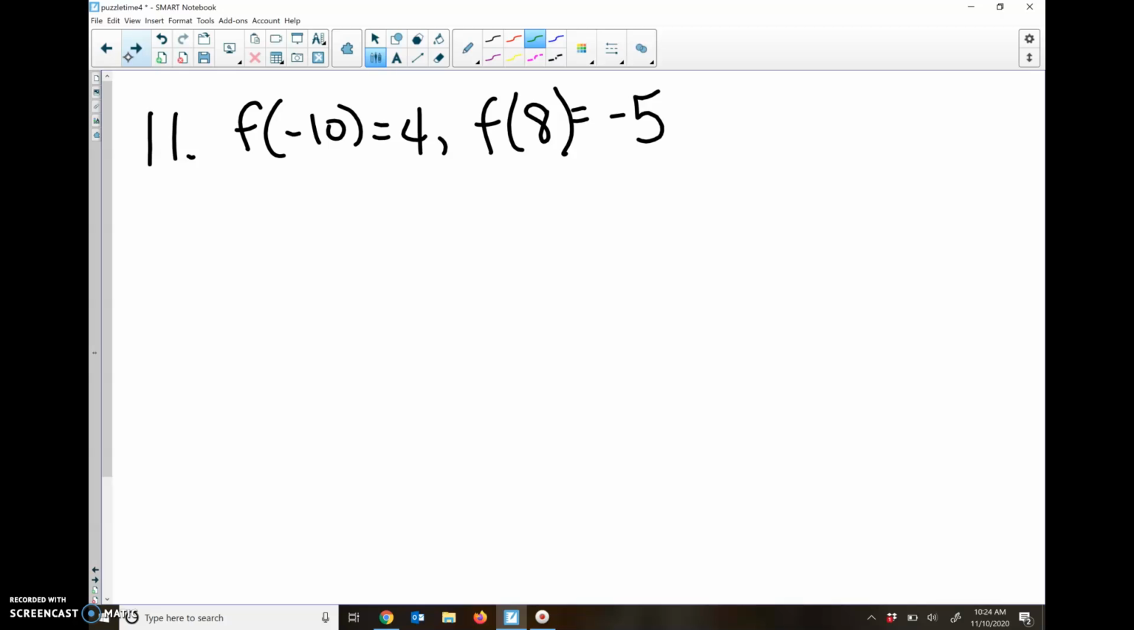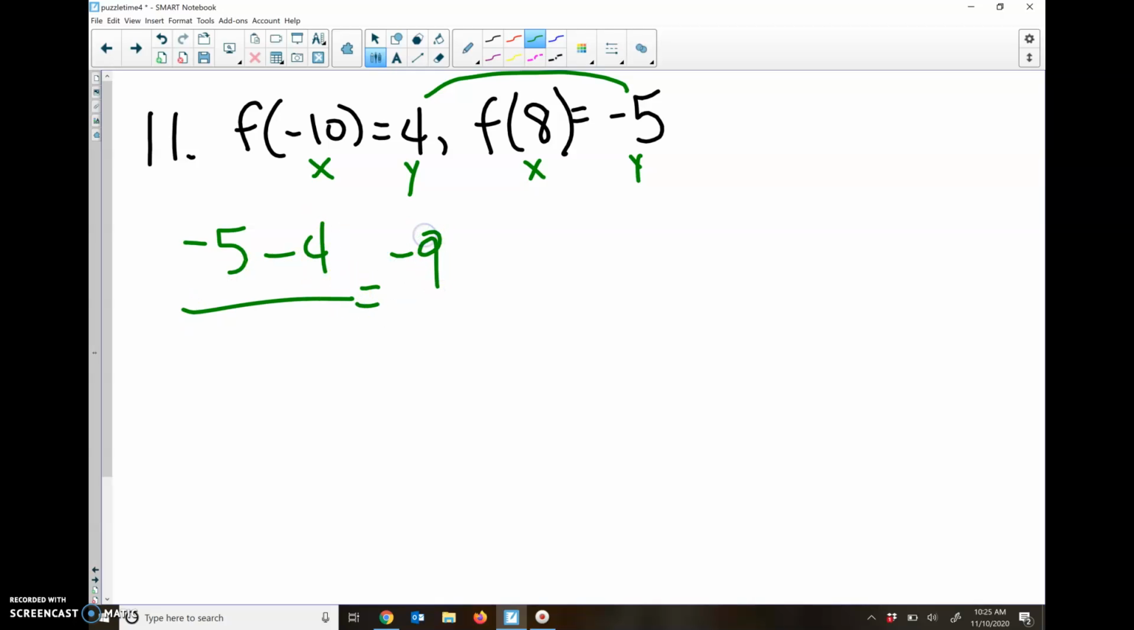So again, kind of the same thing here. It's just giving us our x and our y's a little different. So if you remember, this is x, this is y, this is x, this is y. So same thing, we need to find our slope first. So I'm going to subtract my y's. So negative 5 minus 4 to give me negative 9. And then 8 minus a negative 10. So same thing, that minus a negative turns into a plus. So 8 plus 10, we end up getting 18. So I end up with negative 9 over 18, which is the same as negative 1/2.